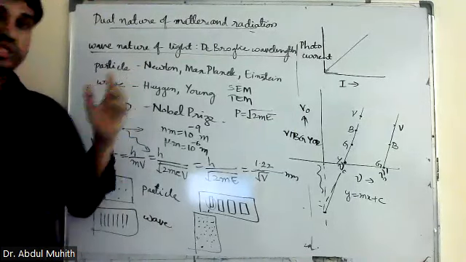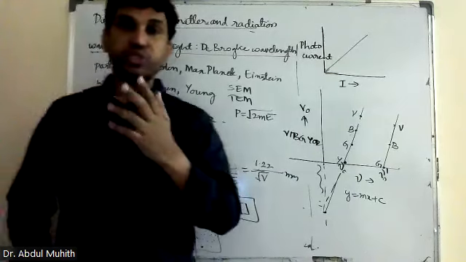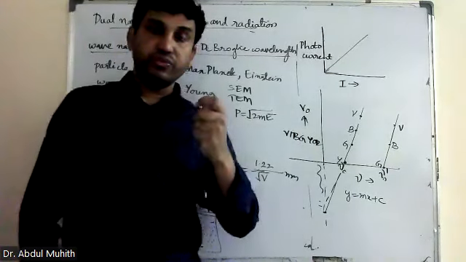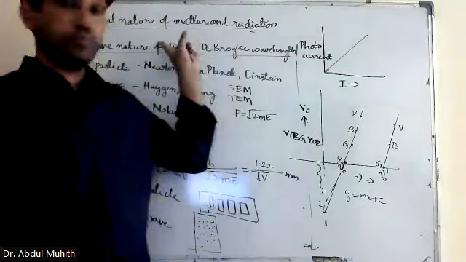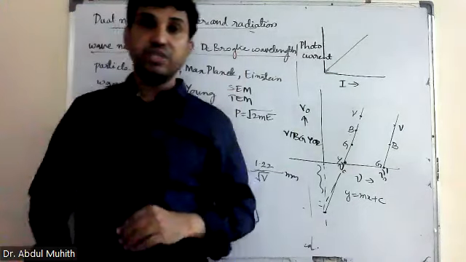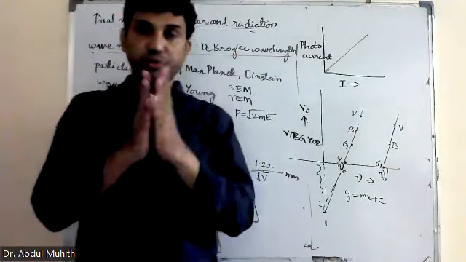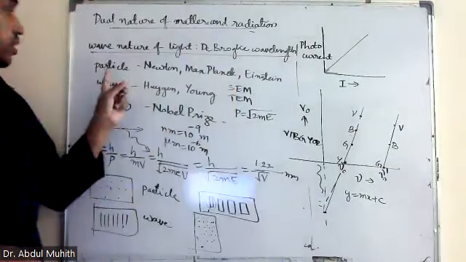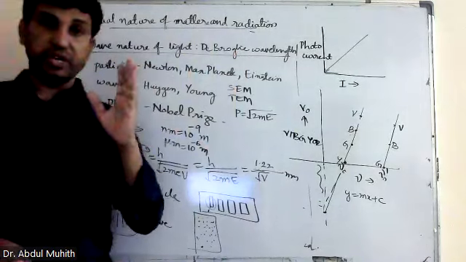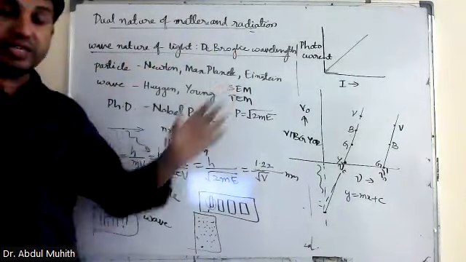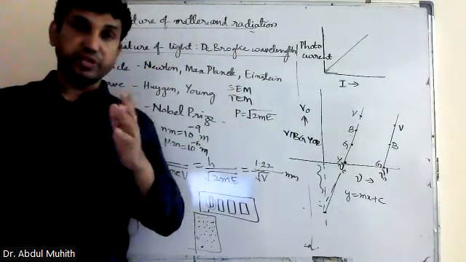So actually, de Broglie was doing research on the dual nature of matter and radiation, the same topic as the name of the lesson. He was doing his thesis on it. There are 2 groups of scientists. One group supported particle nature and proved it experimentally. Who? Newton, Max Planck, and Einstein. They said that light travels in the form of particles.